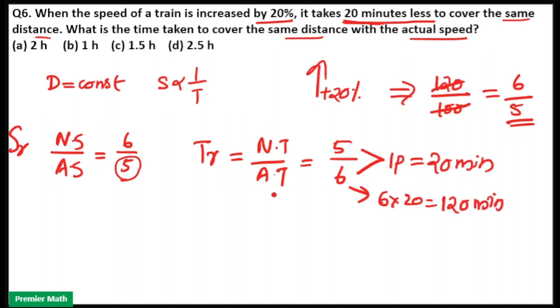Here, we have to find out the actual time. Actual time is equal to 6 part. So, 6 part is equal to 6 into 20, 120 minutes. New time is equal to 5 into 20, 100 minutes. But here we need to find out the time taken to cover the same distance with the actual speed. So, with the actual speed, actual time will become 6 part. So, that is equal to 120 minutes, which is 2 hours. So, option A is your answer.